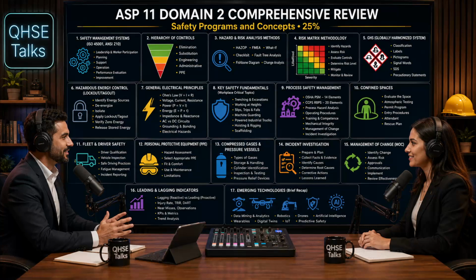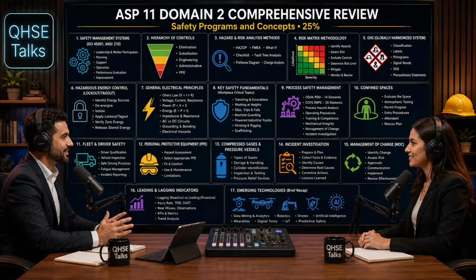Okay, so we've talked about mitigating airborne hazards and chemical burns. But what happens when the hazard isn't a substance, but the kinetic energy of the machine itself? Hazardous energy. Yeah, topic 6. That invisible stored power is exactly why OSHA had to step in with 29 CFR 1910.147. Let's dive into hazardous energy control, specifically lockout, tagout, or LOTO.